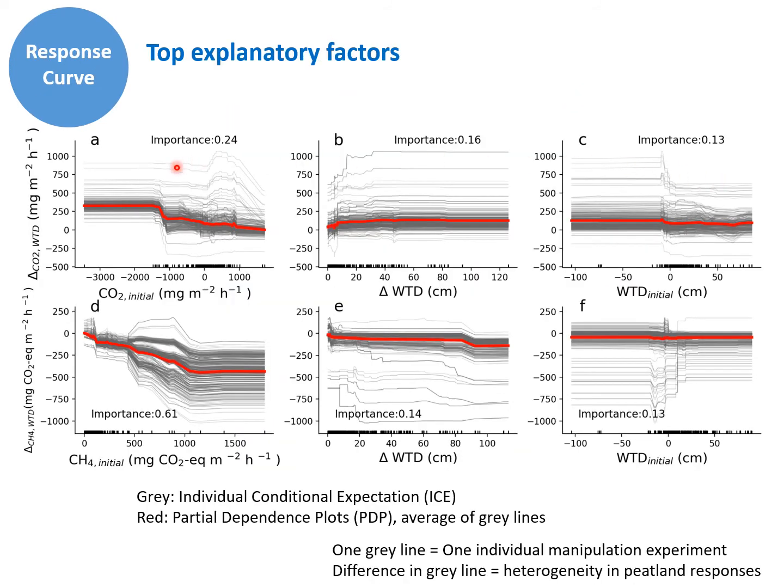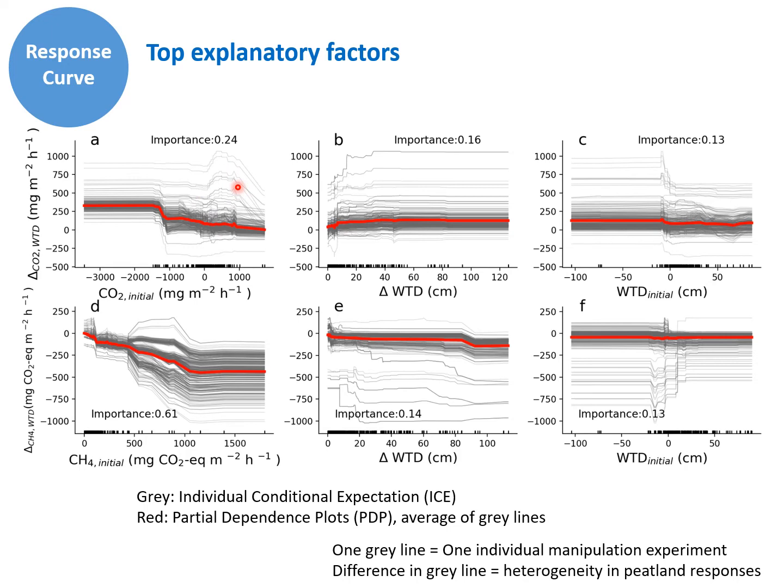Here I show the response curve of carbon dioxide in the top three panels and methane in the bottom three panels to the top three most important drivers. Each green line corresponds to one response curve from each of the individual experiments. The red line is the partial dependence plot. You can take it as an average across all the green lines.